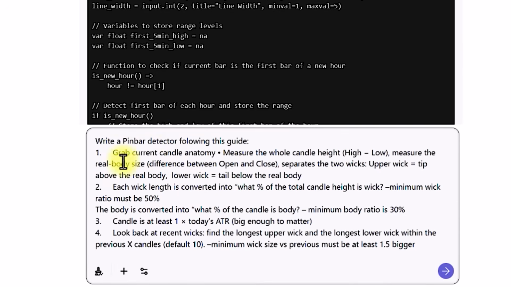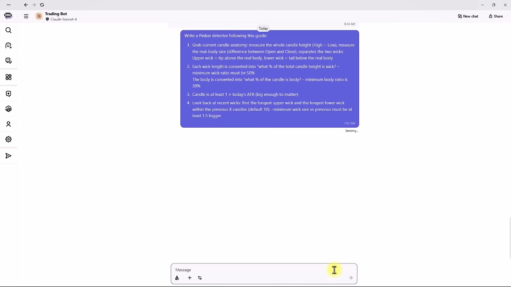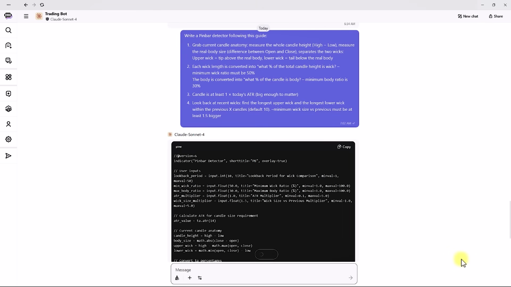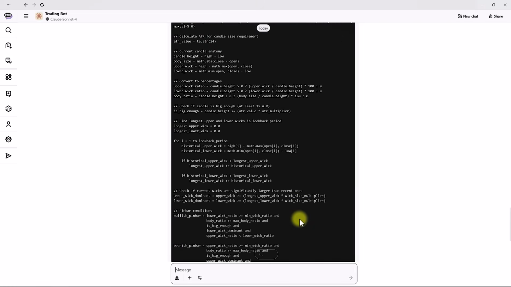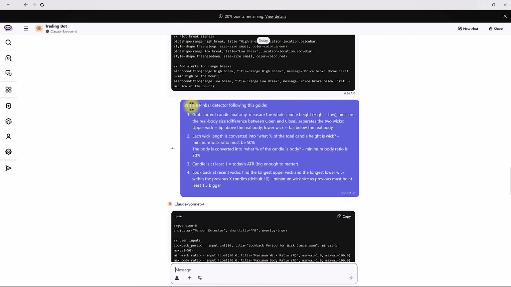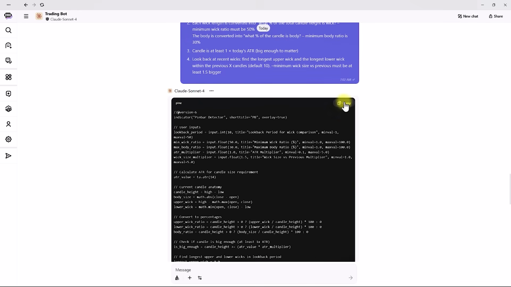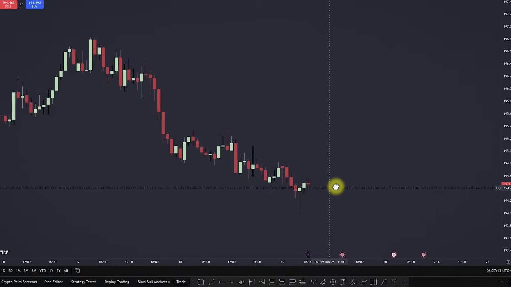Time to build it using AI. I want the indicator to analyze several key factors that make pin bars more reliable. First, it measures the wick size as a percentage of the total candle range. I want to set this threshold anywhere from 10% to 90%, with 50% being the default. This means the wick must be at least half the size of the entire candle to qualify.